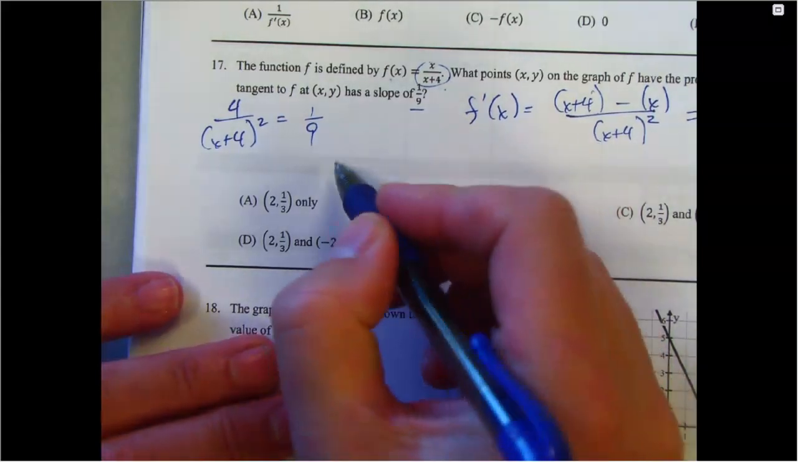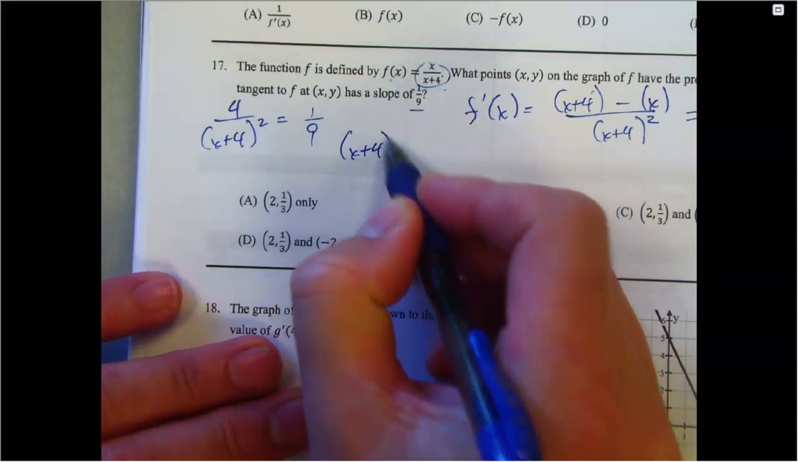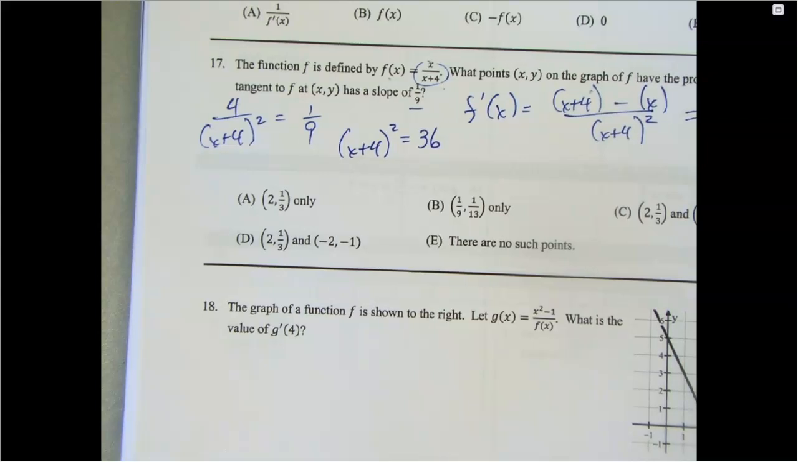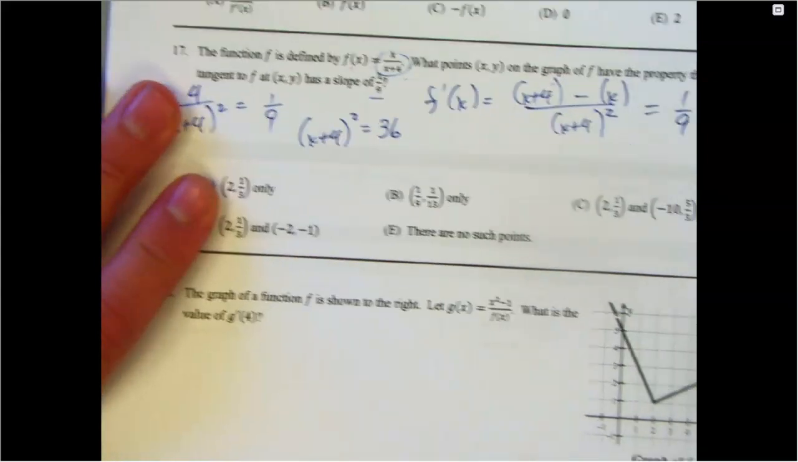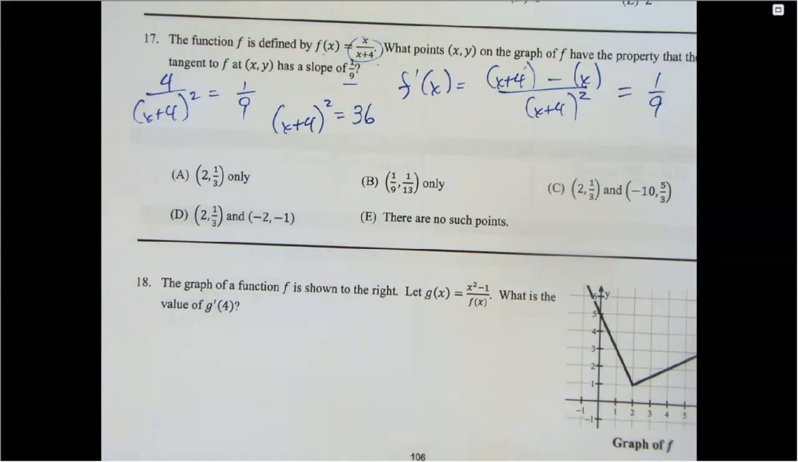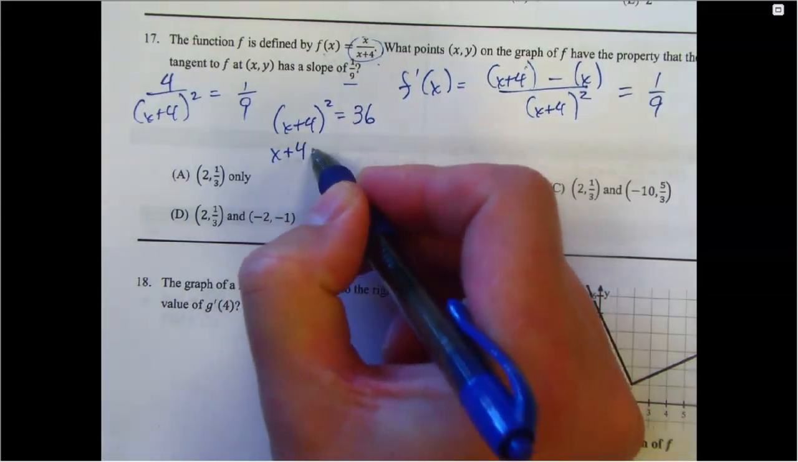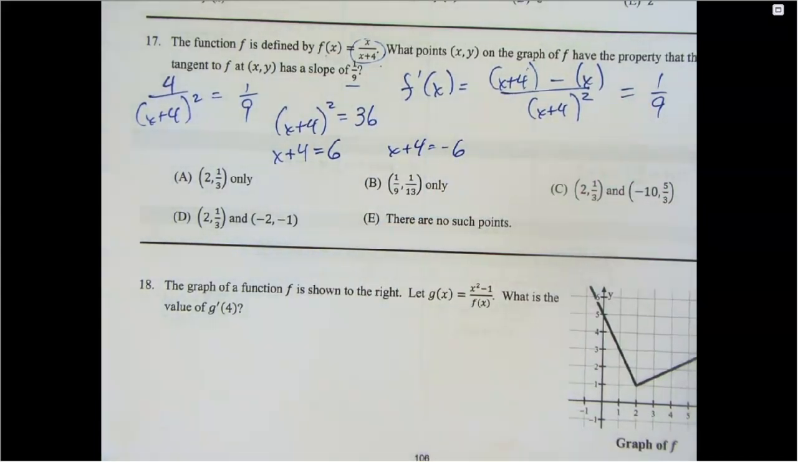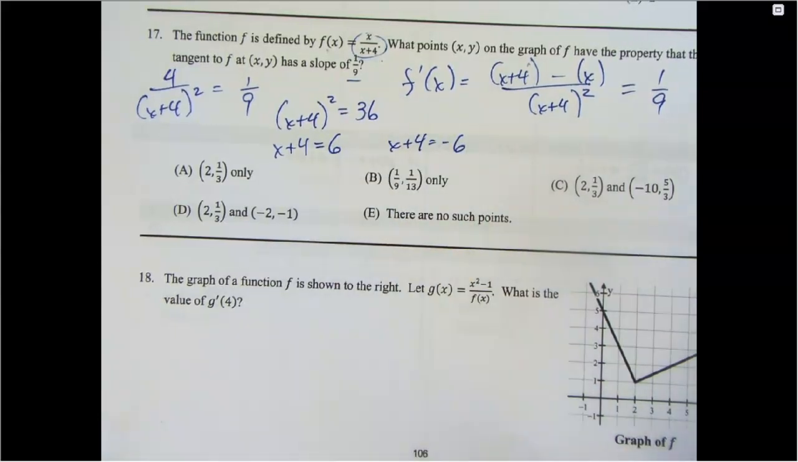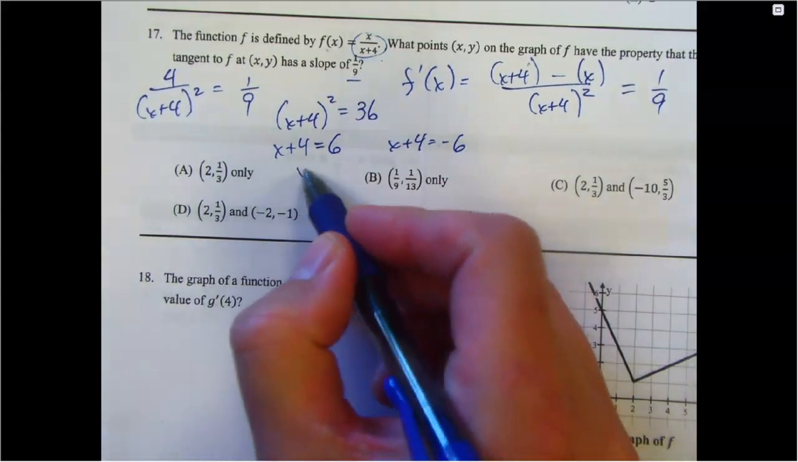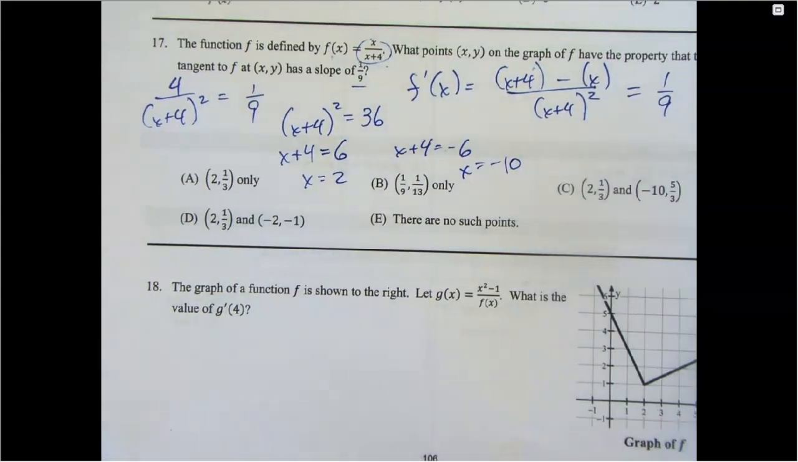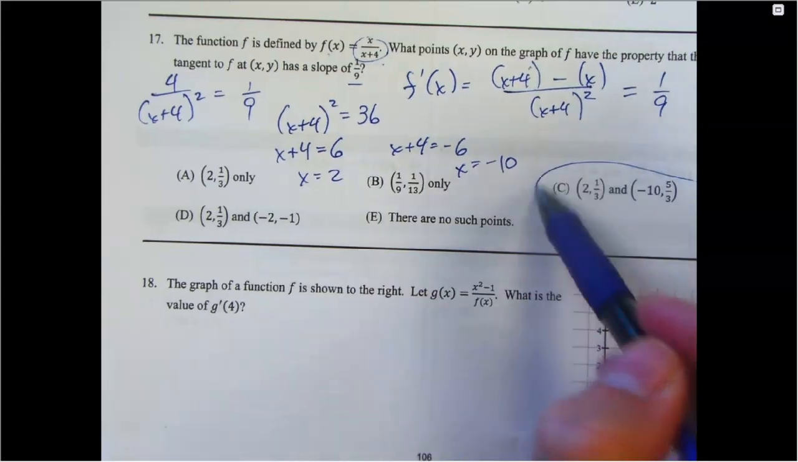Cross multiply. I will get x plus 4 squared equals 36. But be careful here, because if you try to solve this equation, there are 2 answers. So x plus 4 could equal 6, or x plus 4 could equal -6, because we're square rooting both sides. Square root of 36, there are 2 of them. So if I solve this, I get x equals 2, and if I solve this, I get -10. And then if you plug those back in, you can verify.